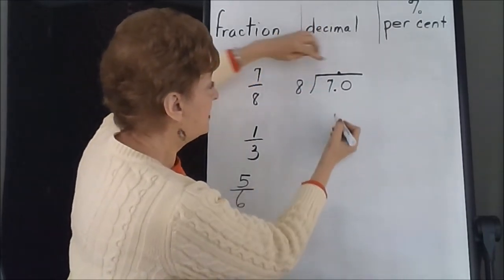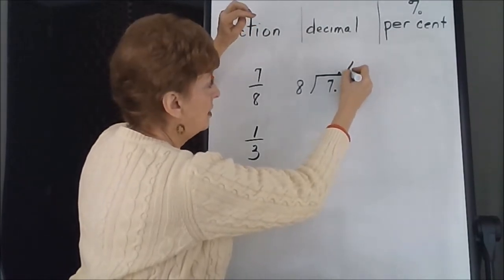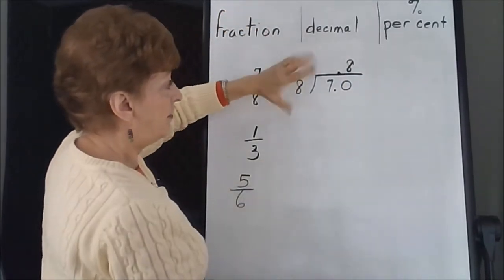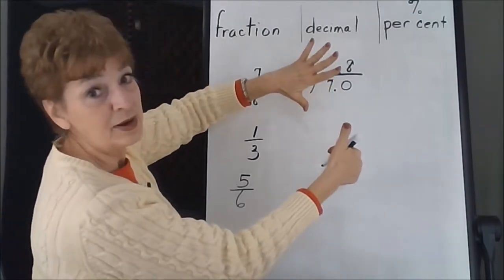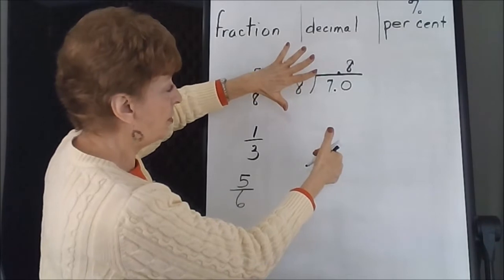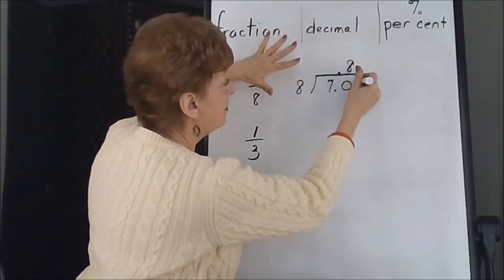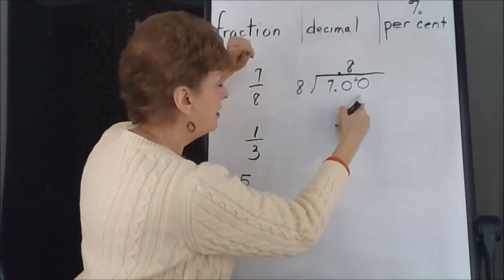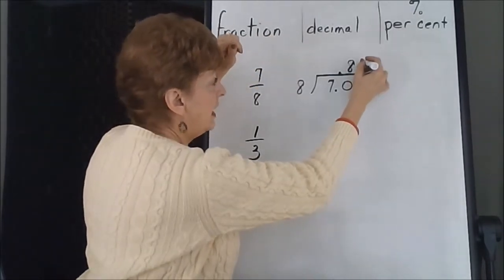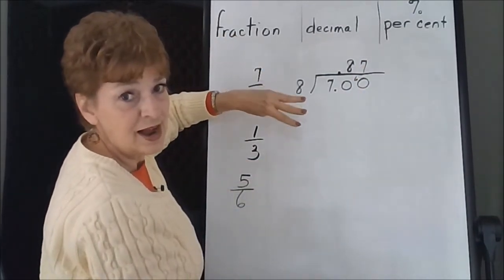8 divides into 70. 8 times 8 is 64, 65, 66, 67, 68, 69, 70. I would have a remainder of 6. So I'm going to put a 0 on to accept my 6. 8 divides into 60. 7 times 8 is 56, 57, 58, 59, 60.